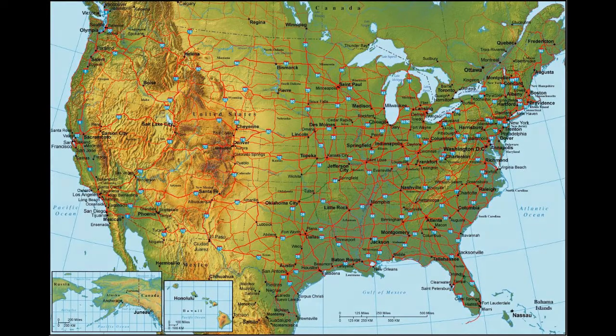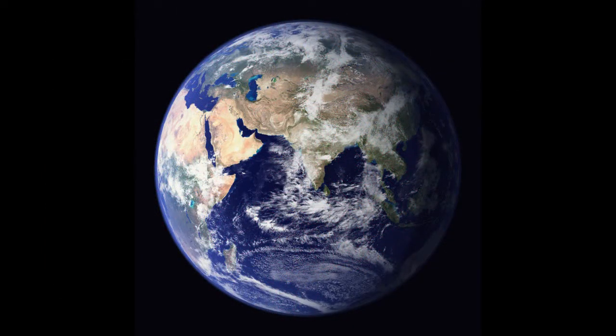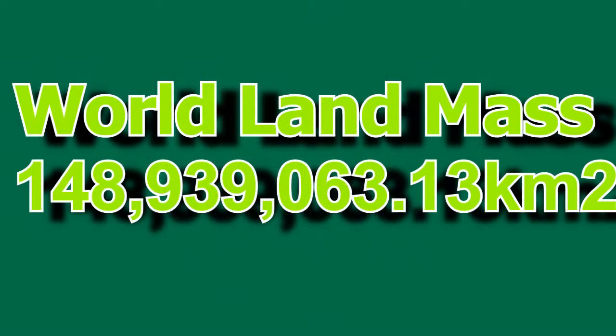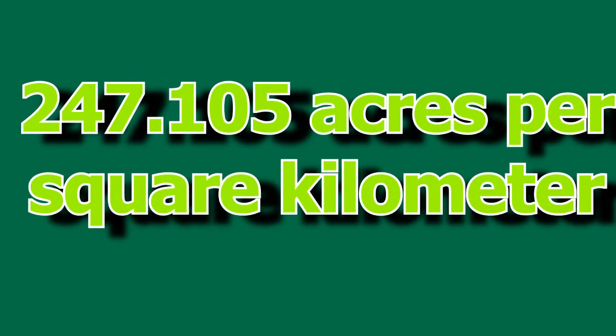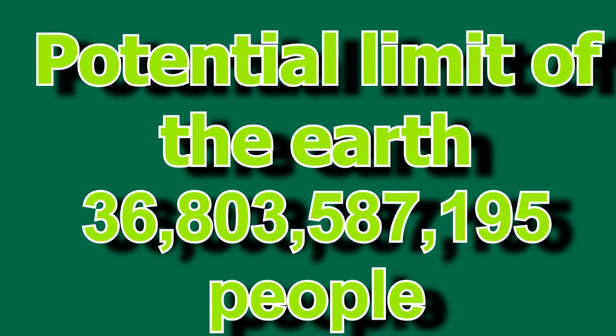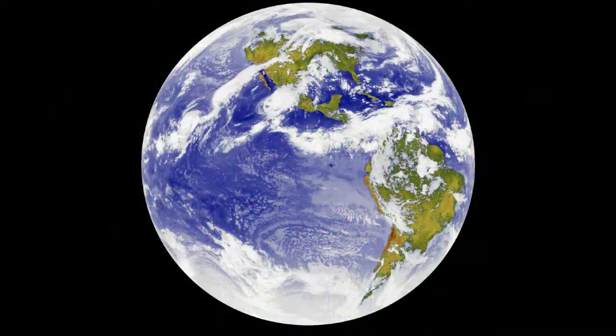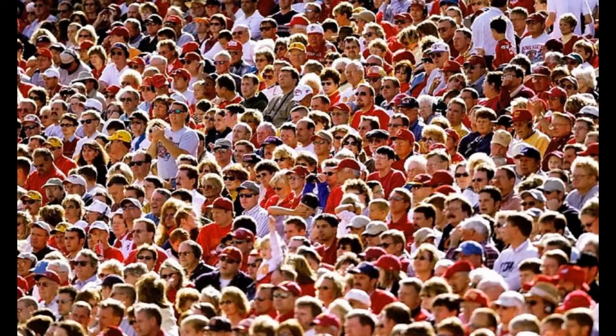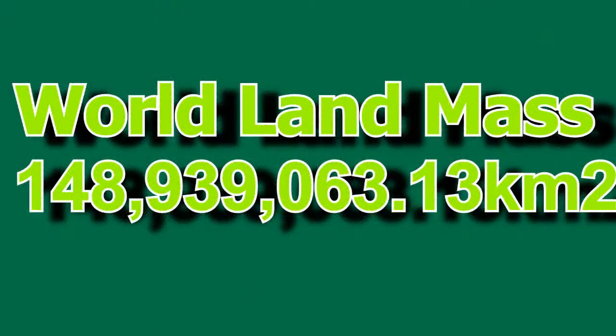Second, to determine the potential limit of the Earth, we just need to multiply the total landmass, 148,939,063.13 by 247.105, which gives 36,803,587,195. Obviously, not all the landmass is inhabitable, but recognize global population is measured in billions, and the Earth's landmass potential is measured in trillions of acres.